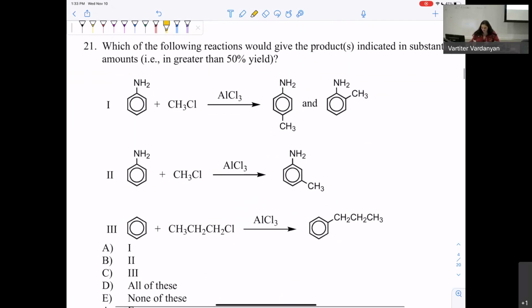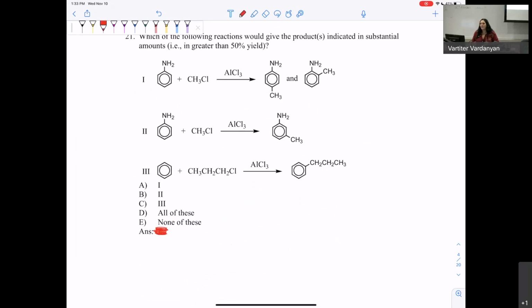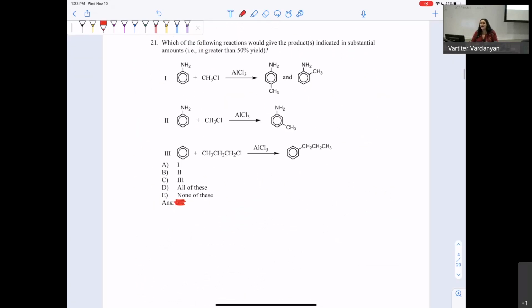Okay, I love this question. Oh, that's way too zoomed in. All right. I love this question and everyone hates it, but I think it's like the best trick question, because it's not that hard, but everyone gets it wrong. But you're all gonna get it right because we're gonna do it right now. So the question is asking, which of the following is going to give you the product indicated in a substantial amount? And then it says greater than 50% yield. All that means is major products.